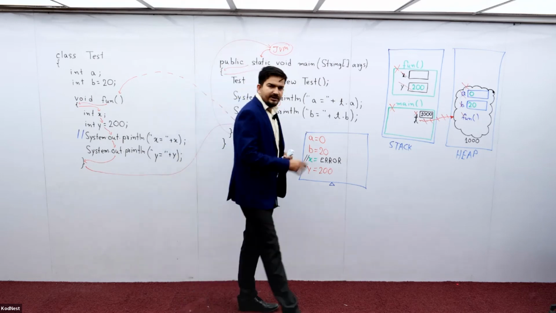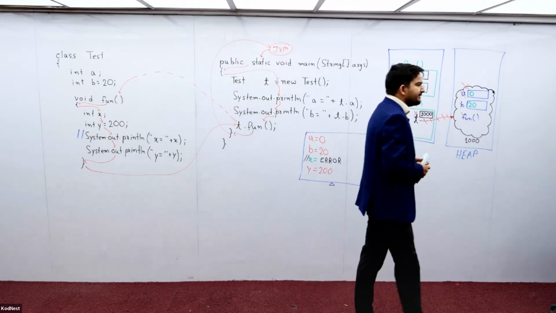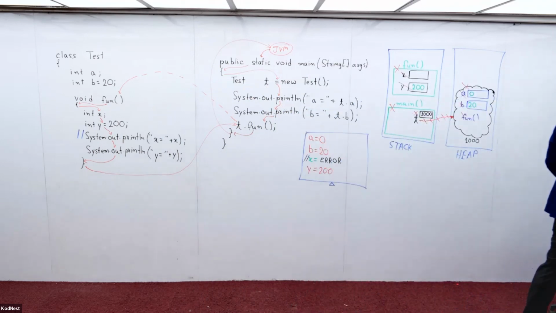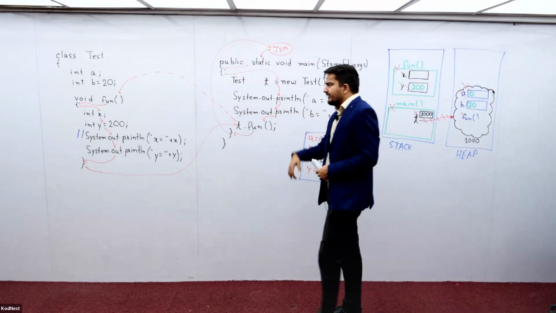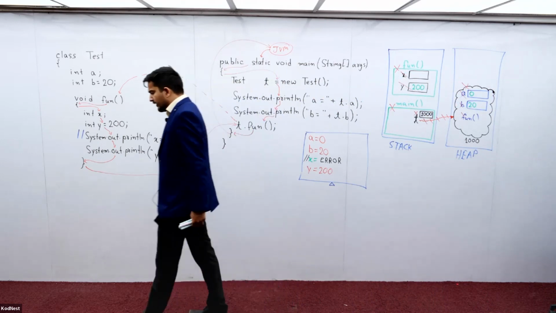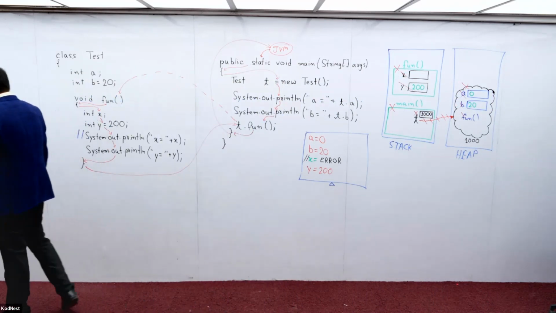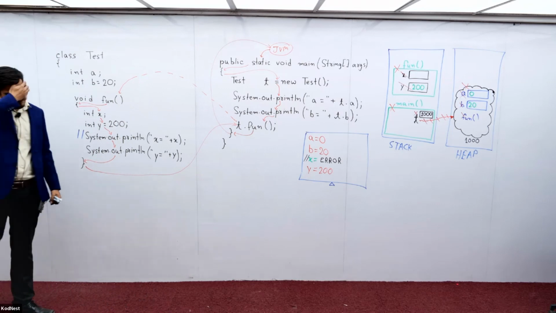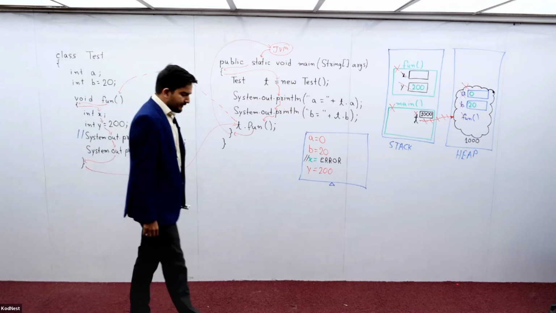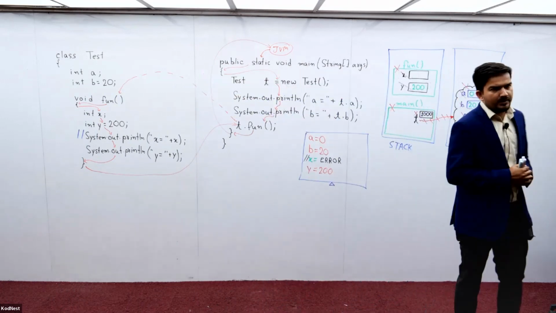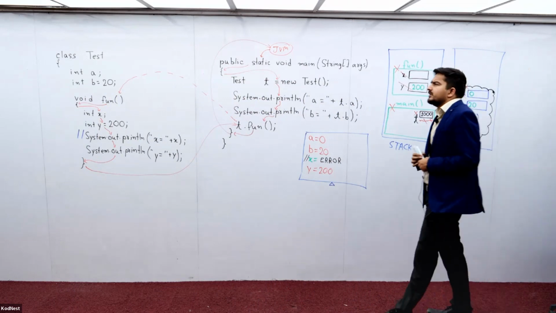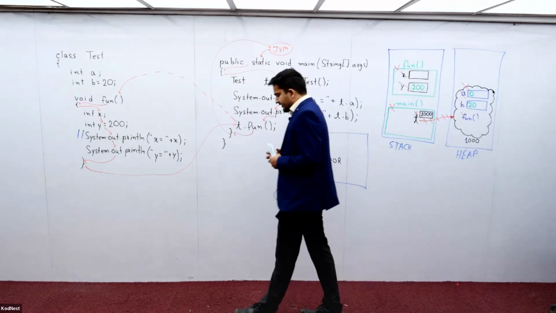So in your notebook, just make one table type of thing. One side you can have instance variables, another side you can have the local variables. Difference between instance variables and local variables.